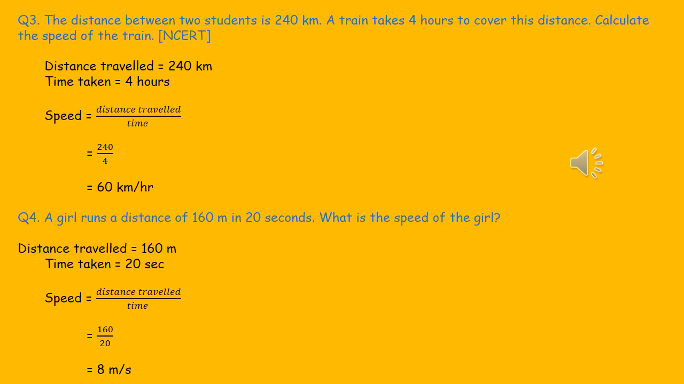In the next sum, a girl runs a distance of 160 meter in 20 seconds. What is the speed of the girl? Here also we are writing down the given data. Distance travelled is equal to 160 meter and time taken is 20 seconds. So speed is equal to distance travelled by time, that is 160 by 20, that is equal to 8 meter per second. Here also no conversion of unit was needed.